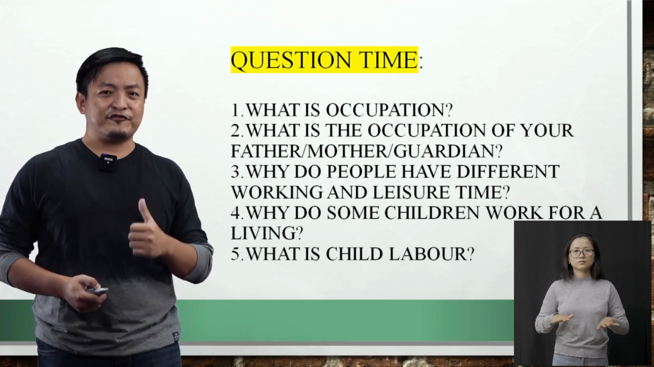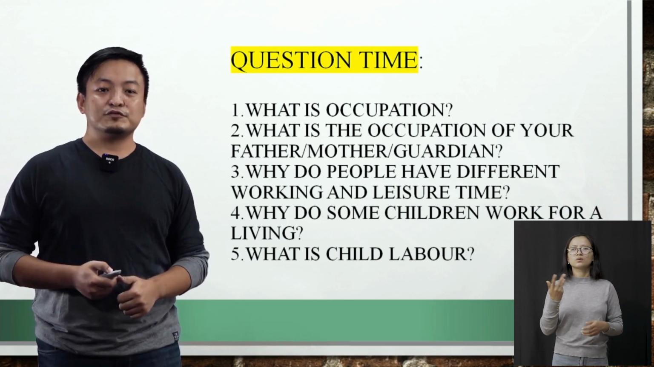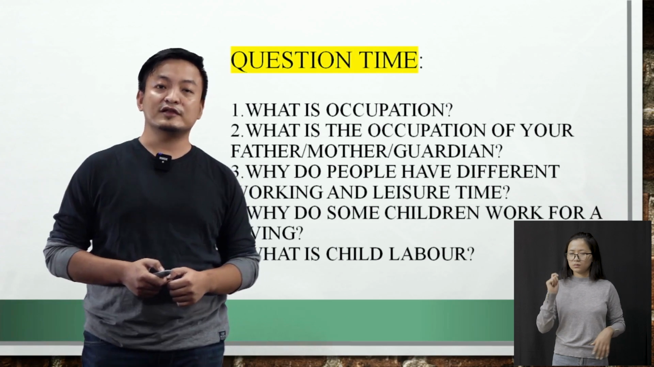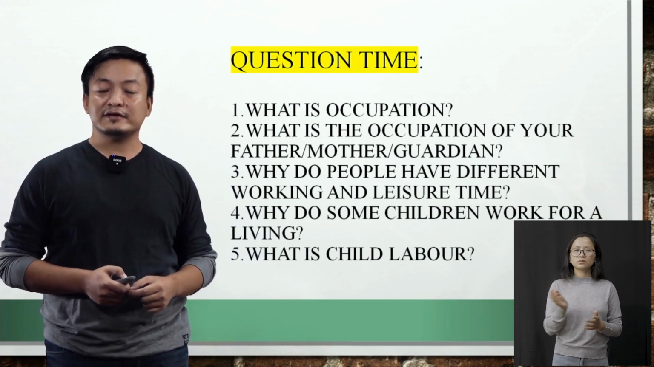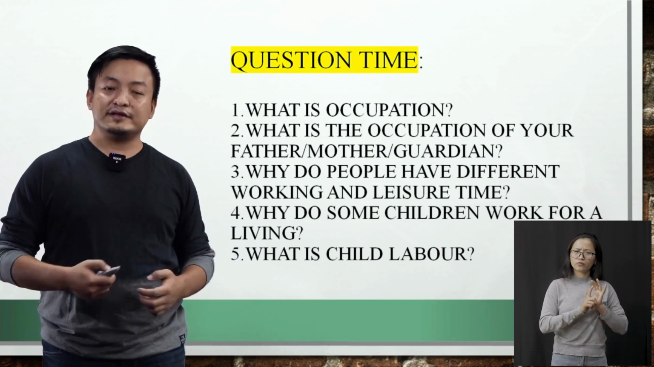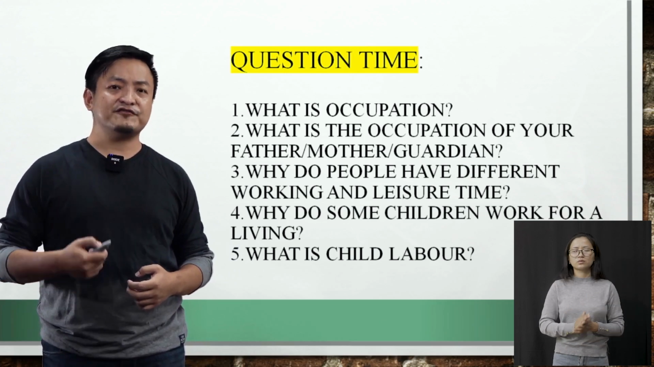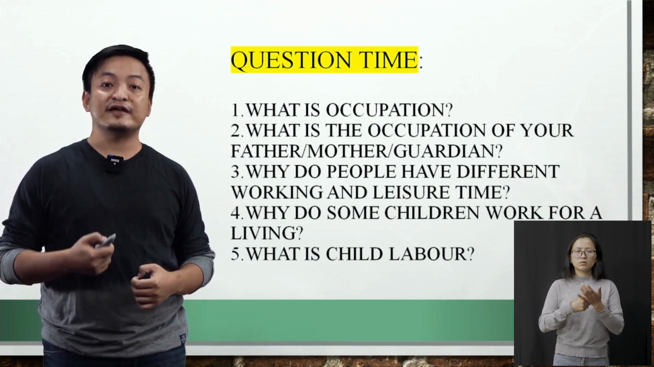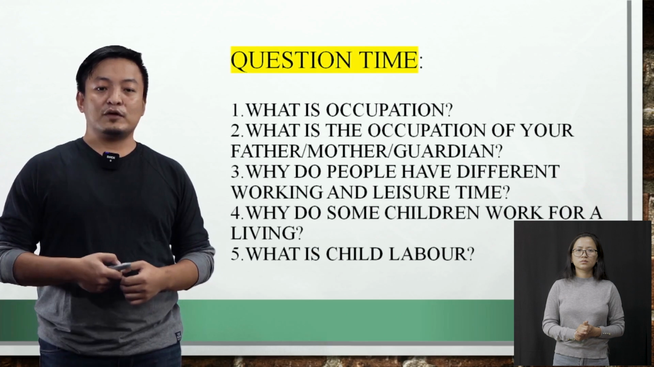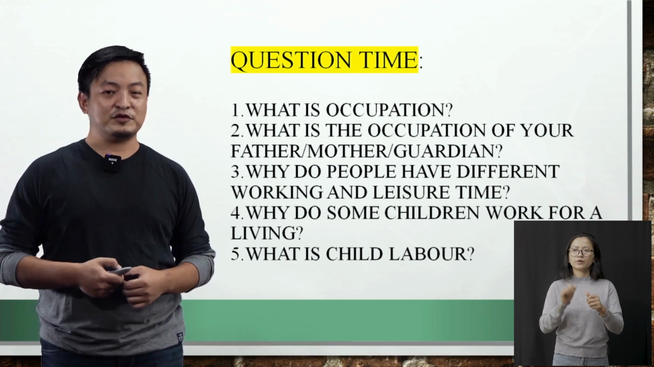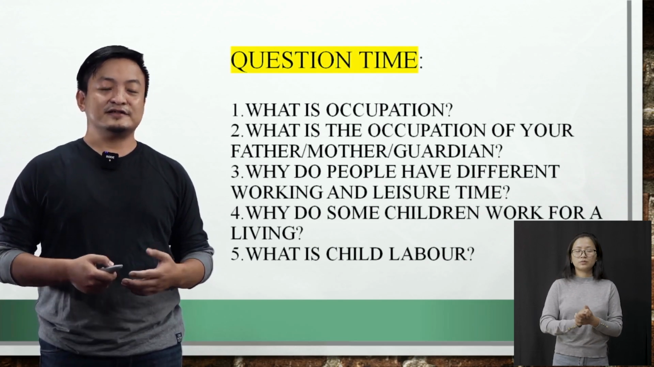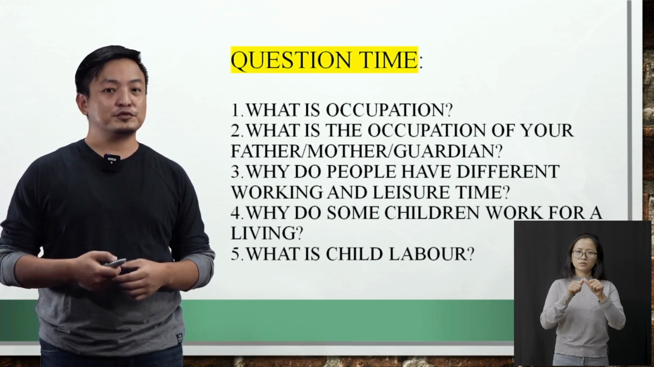Now students, the fourth question, why do some children work for a living? So students, what do we call those children who work for a living? We call them child labor, right? Now they are compelled, they are forced to work because of poverty, because the parents are very poor or the parents are dead, right? So you can write that answer. Now, students, what is the answer for the fifth question, the last question? What is child labor? The answer is very simple. Children who work for a living.